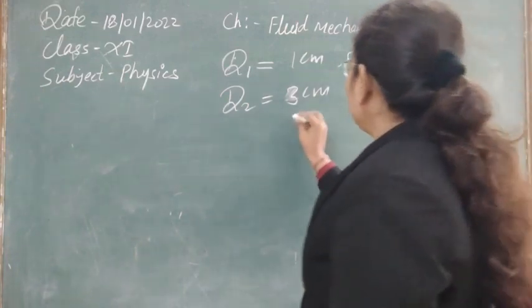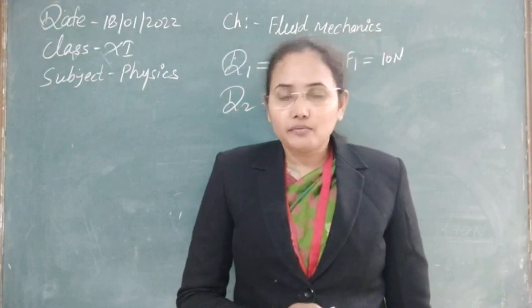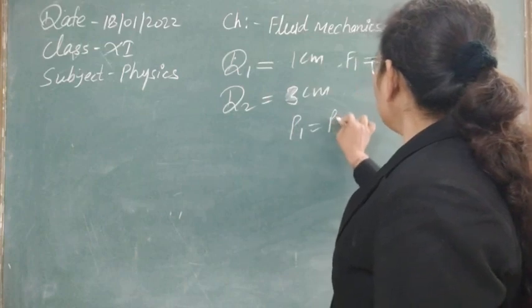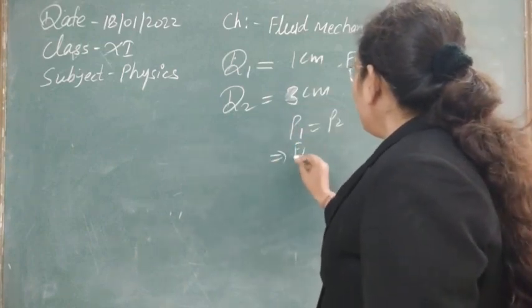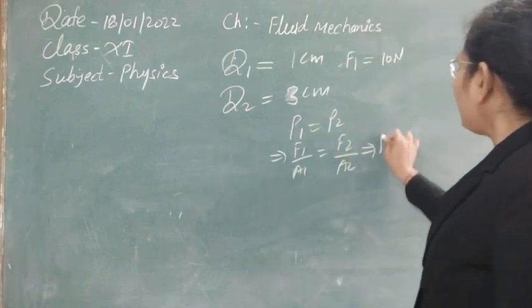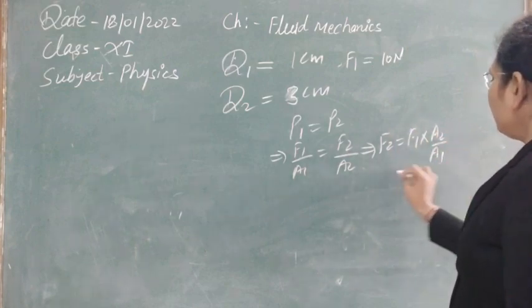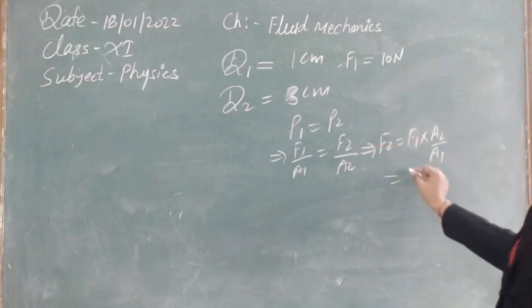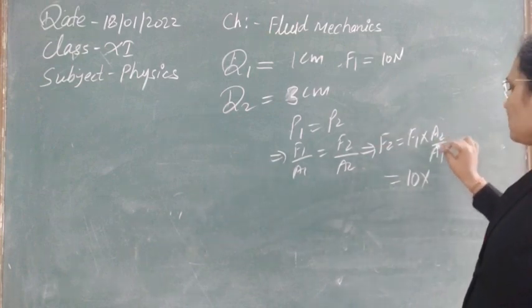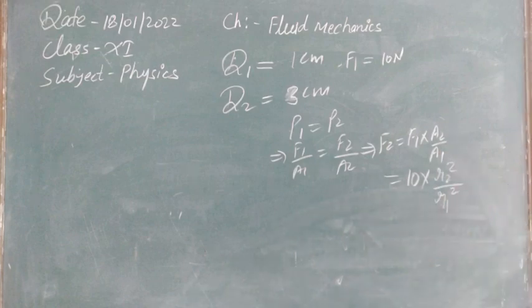Easily you can find it out, because Pascal's law says that when the gravity field is neglected, the pressure at the first piston should be equal to the pressure at the second piston. So P1 should be equal to P2. We can write F1 upon A1 equals F2 upon A2, and F2 can be calculated as F1 into A2 upon A1. Now the value of F1 is 10. The value of A2 by A1 will be pi r square upon pi r square, which means R2 square upon R1 square.